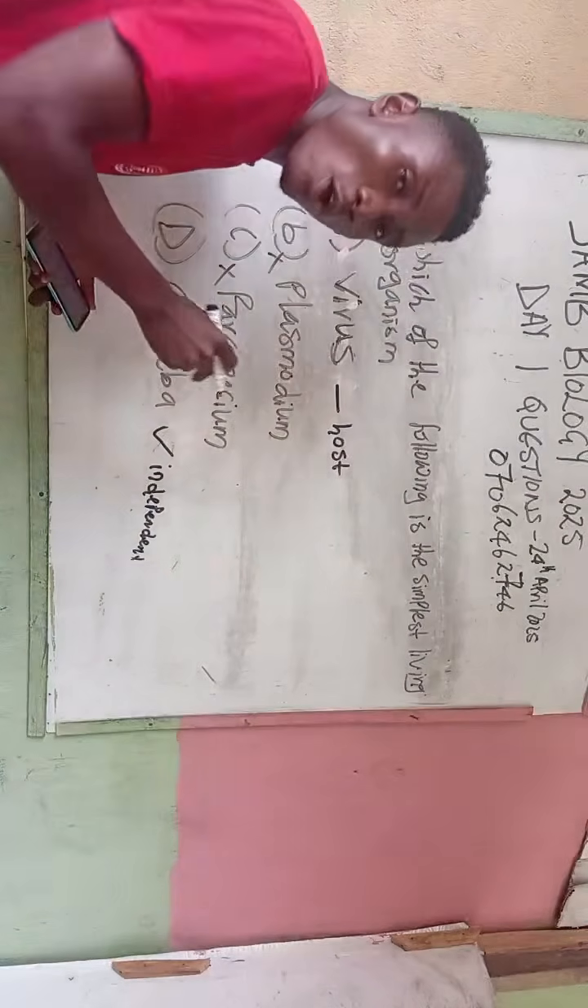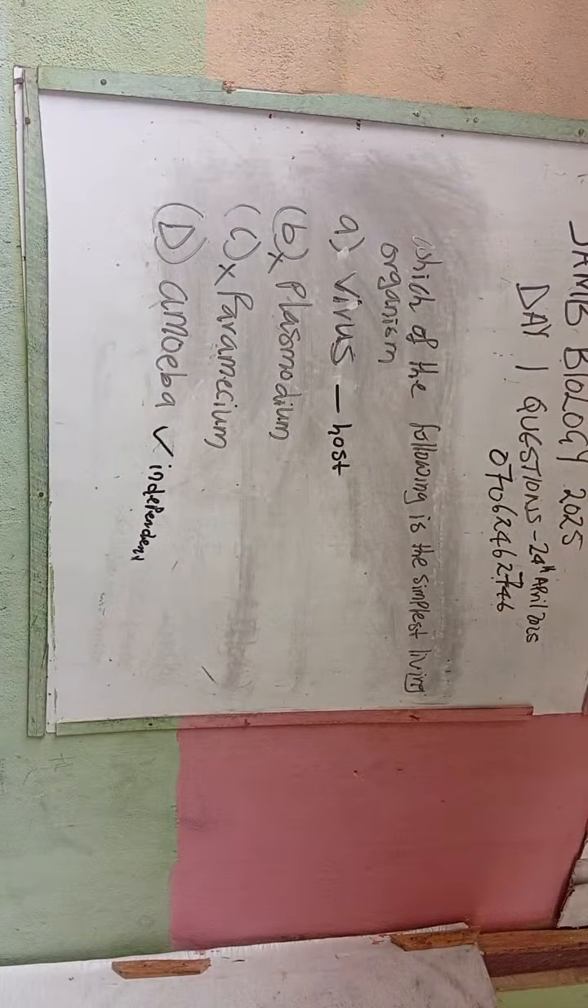But virus is not independent. Although virus is also a simple living organism, when it comes to being most strict, especially like JAMB, because JAMB wants to test you. A lot of people want to put virus. That is where JAMB wants to test you. So the simplest living organism is the word amoeba. And why is it amoeba? It is because it is independent.